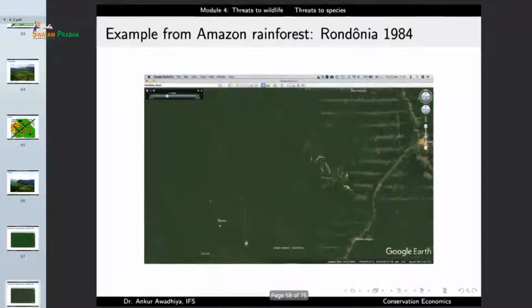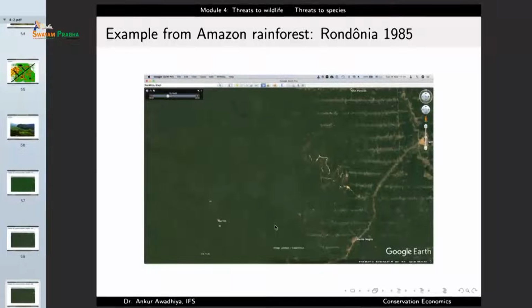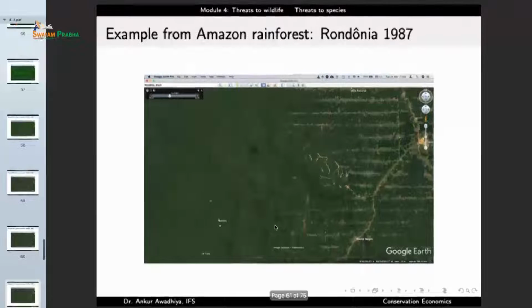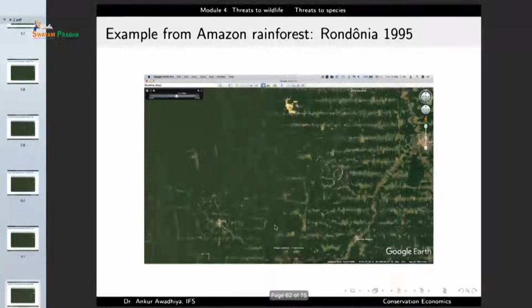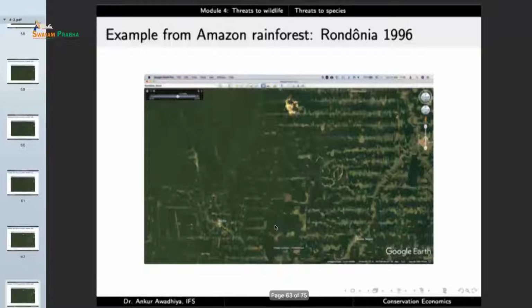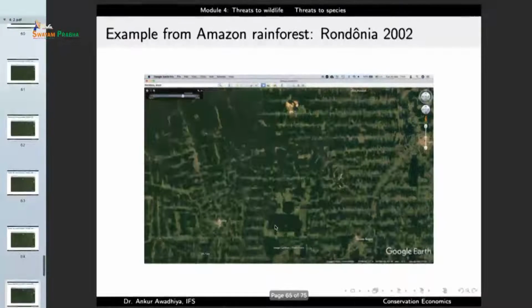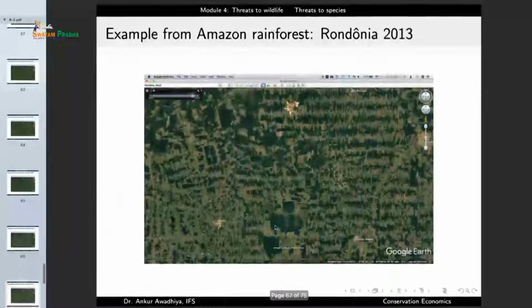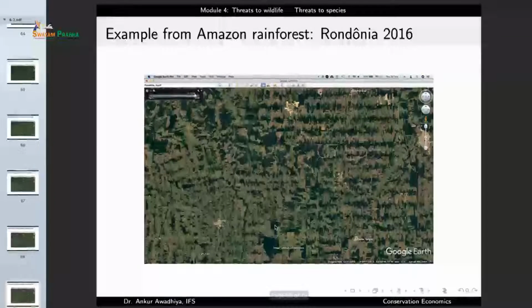So we do not have a road here, but now you very clearly see that this stream has also been converted into a passageway, and now deforestation is occurring in the form of this fishbone pattern. So this is 1984, 1985, 1986, 1987, and we see that slowly and steadily the forests are being converted, and the wood is being extracted out. 1996, 98, 2002, 2007, 13, 15, 16.